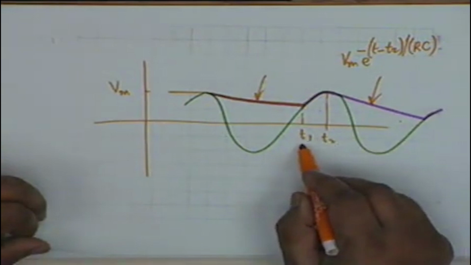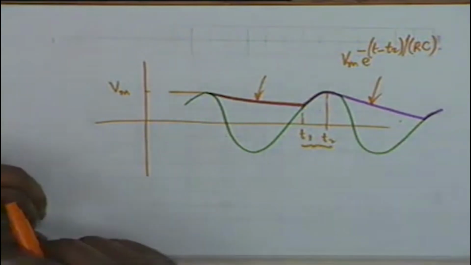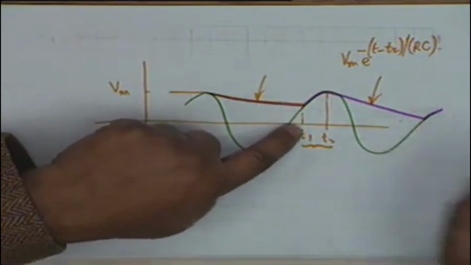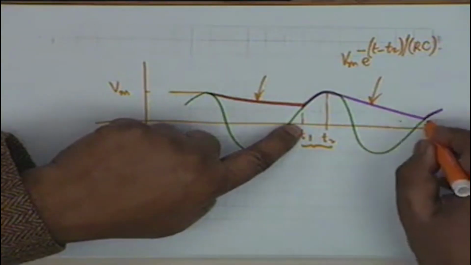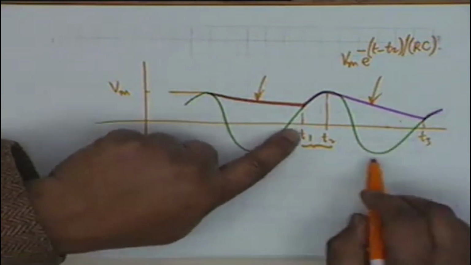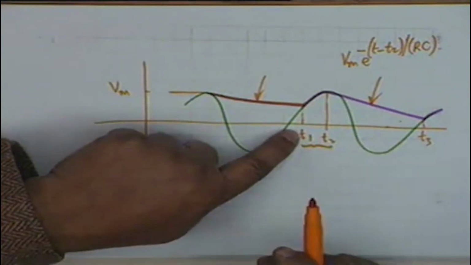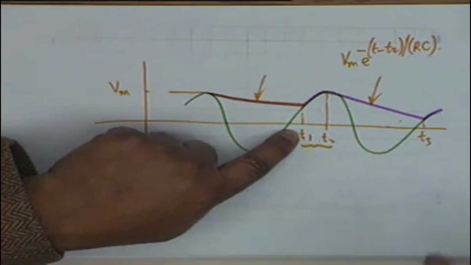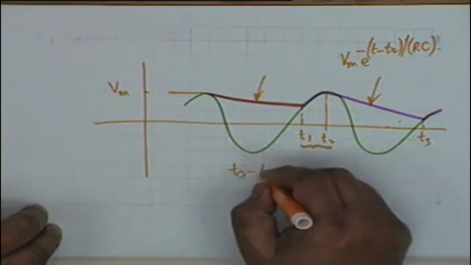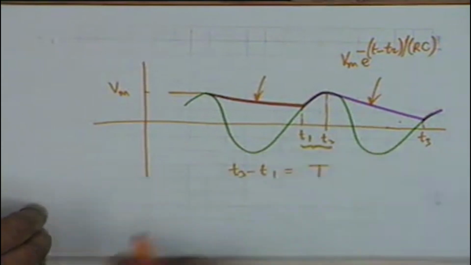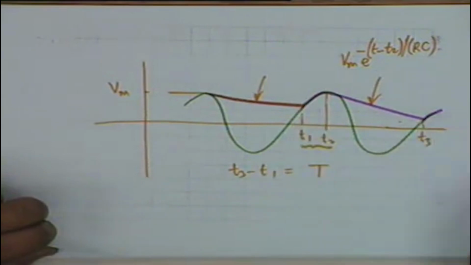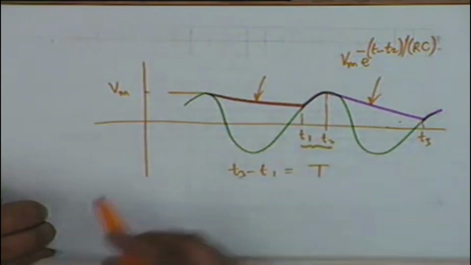Now if T2 minus T1 is small, then what is the difference between T3 and T1? T3 minus T1 should be equal to 1 complete period, isn't that right? So T3 minus T1 should be equal to capital T, the time period of the wave. This happens exactly the same point in the next cycle, and so on and so forth.